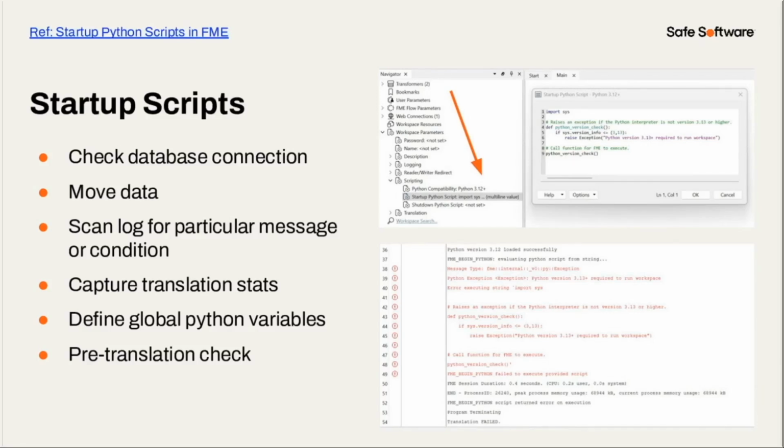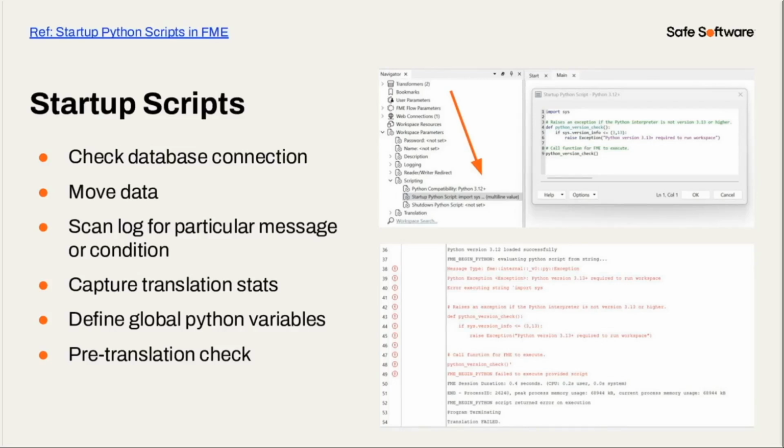You can set up both the startup and shutdown scripts here, as well as view or change your Python compatibility. Just a quick note about Python compatibility. As of 2024.0, Python 3.7 has been deprecated, so you must use 3.8 or above. And then the screenshot below was taken after I attempted to run the workspace with Python version 3.12. So the translation failed here, and it explains why.